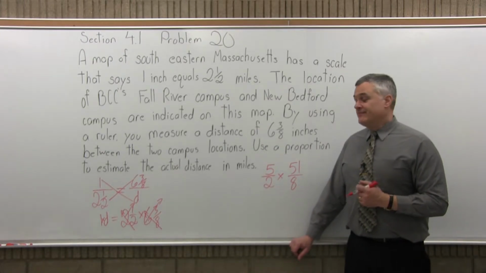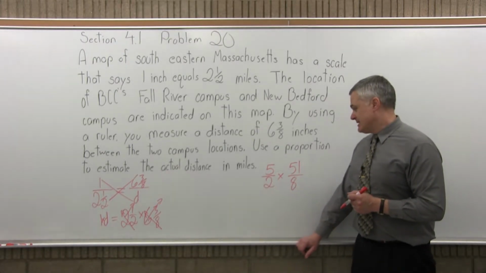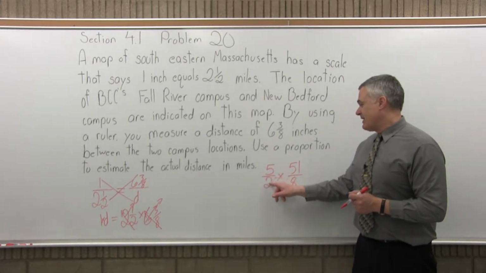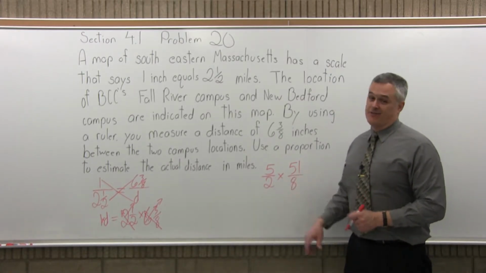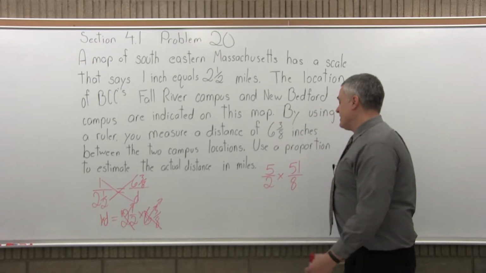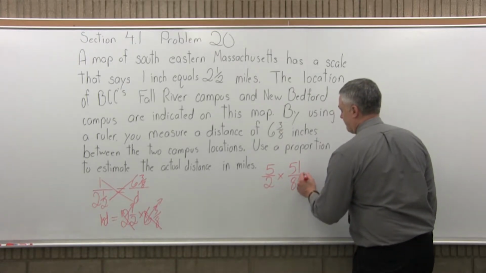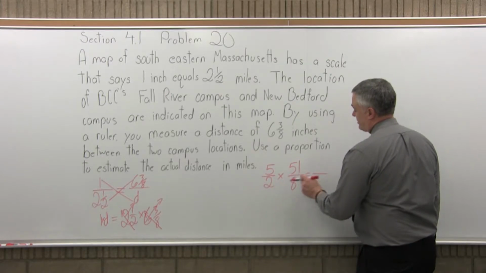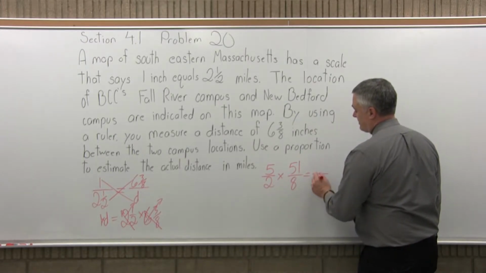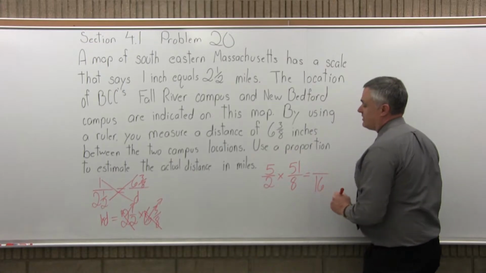Now, let's see if we can reduce a little bit. The 2 and the 51 don't reduce. The 8 and the 5 don't reduce either, unfortunately. So we will just multiply numerator times numerator, denominator times denominator. The denominators are easier. 2 times 8, I know that is 16, no problem.